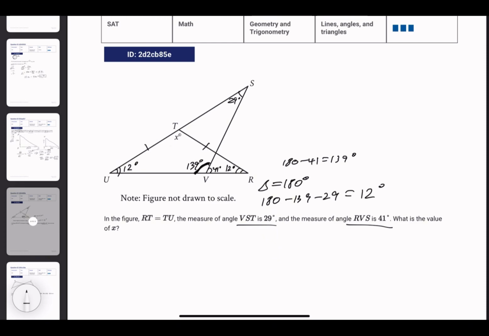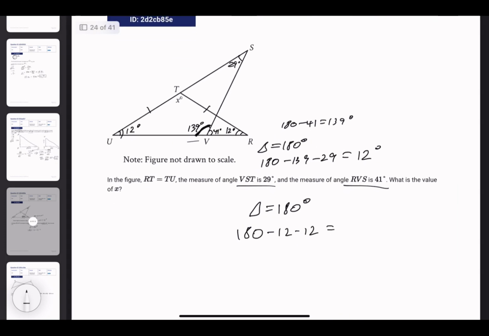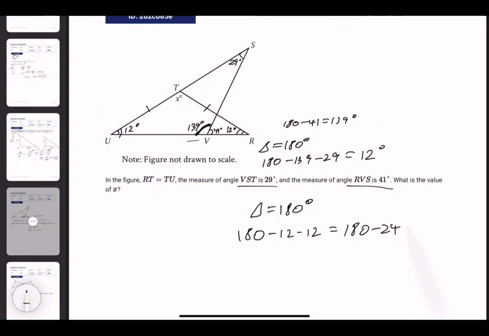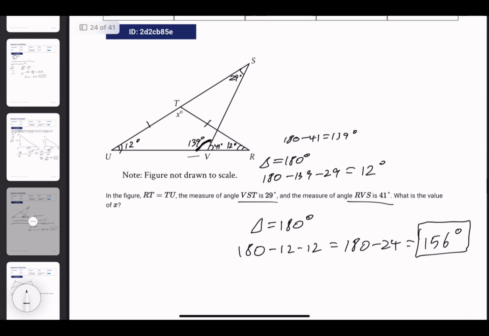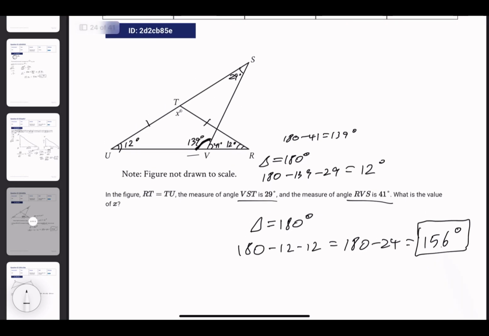And now we're solving for X, and we just do the same thing we did for the first one. We have two angles, one unknown, in a triangle. So we know that they add up to 180 again. So 180 minus 12 minus 12, which is 180 minus 24, is equal to 156 degrees. This is going to be our angle for X. So you're going to input 156 into the computer. Don't worry about the degree symbol.